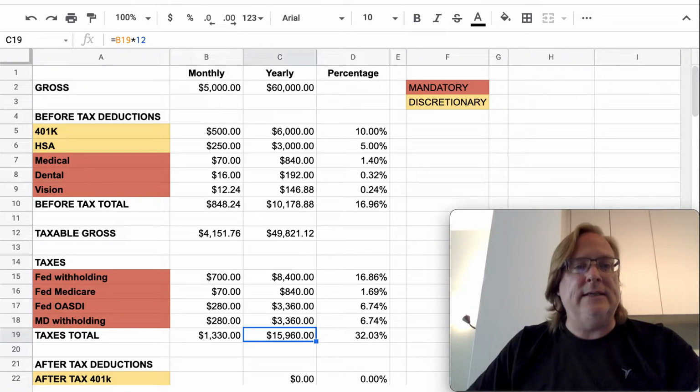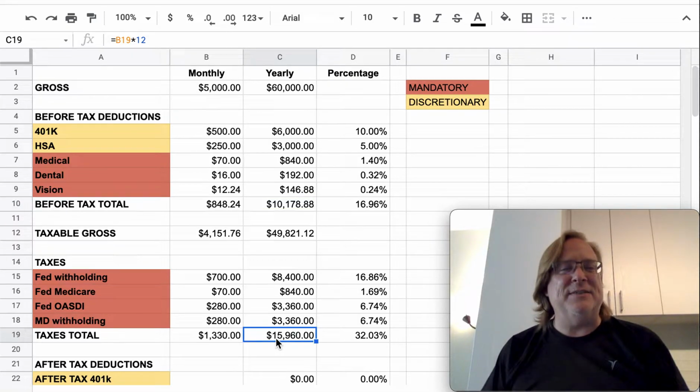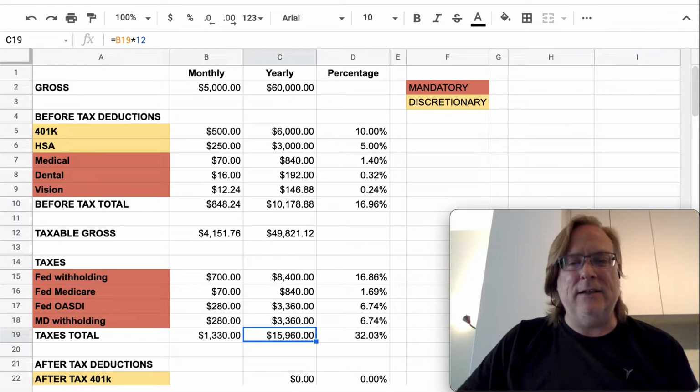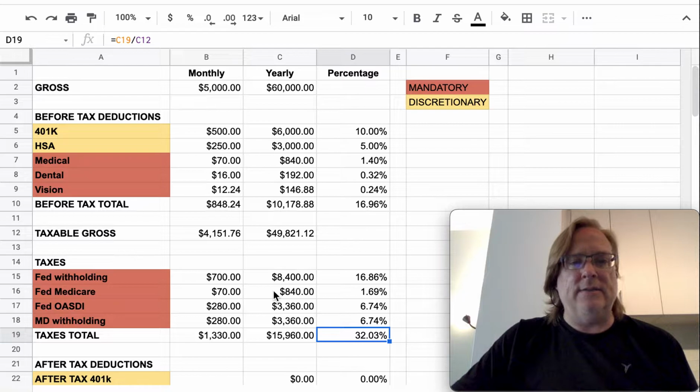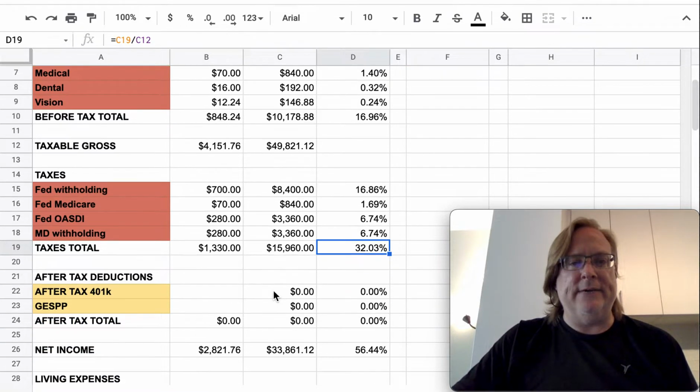And then here I'm doing multiplication. Oh wait, I did multiplication up here as well. So this is just B19 times 12 to get the yearly. And then the percent is just cell C19, the total, divided by C12, the yearly taxable gross. Okay, so then scrolling down.